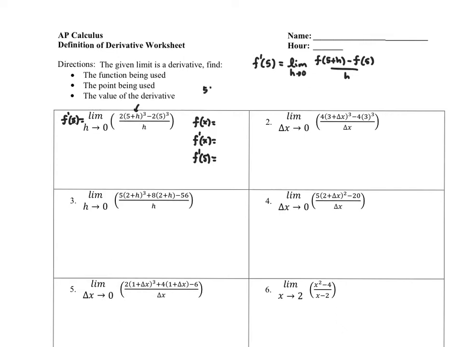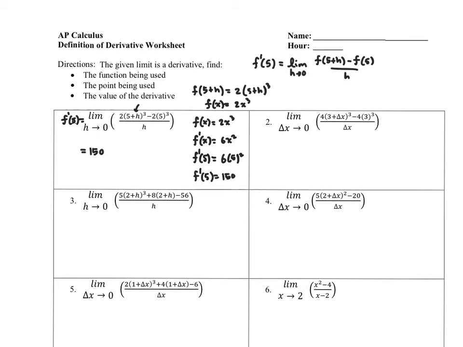So if I'm plugging 5 plus h into f, and that's equal to 2 times 5 plus h cubed, I've got to imagine that f of x is 2x cubed. So if f of x is 2x cubed, then f prime of x would be 6x squared. So f prime at 5 would be 6 times 5 squared, which would be 6 times 25, which is 150. Therefore, this limit should be equivalent to 150.